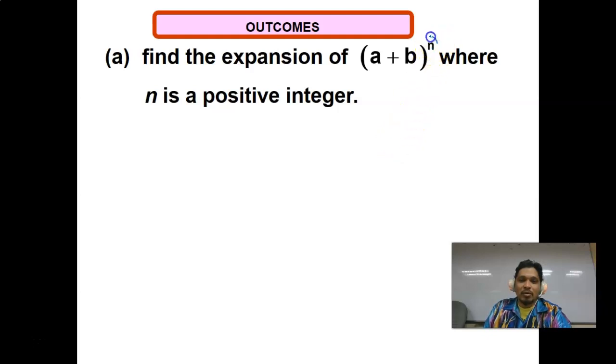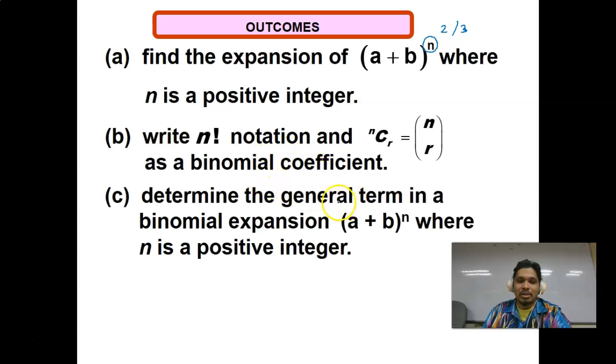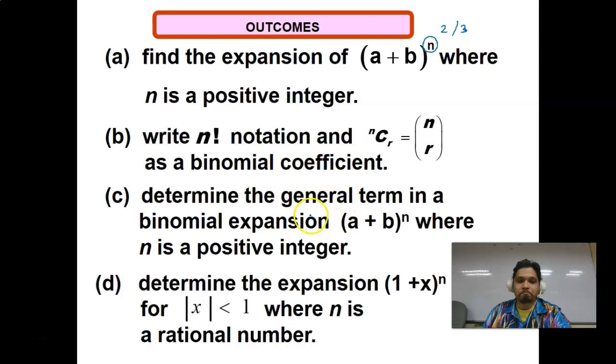Mostly, we're going to expand this a plus b with the highest n being 2 or 3. Here we have n notation and factorial notation, we call this the sign of factorial notation, and nCr, and this one here as a binomial coefficient. And determine the general term of this.